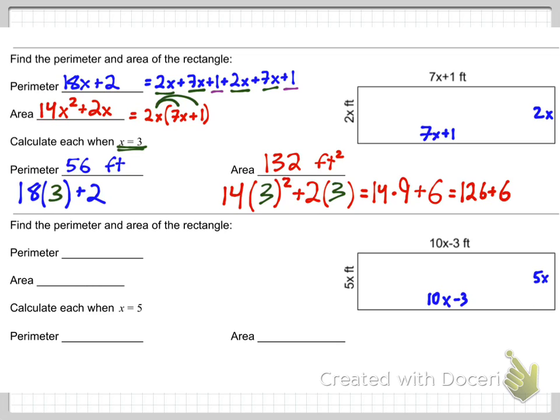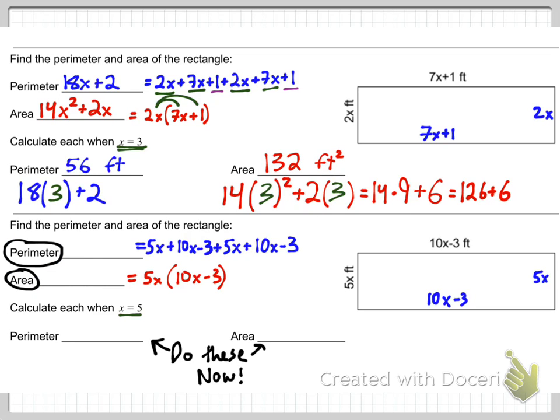On this last one, go ahead and try that on your own, and I'm not going to do all of it. I'm just going to give you the setup. All right, have you tried it? Here's what you're going to do. The setup is adding up all those parts. I'll let you do that. And the area is going to be 5x times (10x minus 3). Go ahead and try those on your own now, the perimeter and area, and calculate it when x equals 5. In other words, plug in 5 for x.